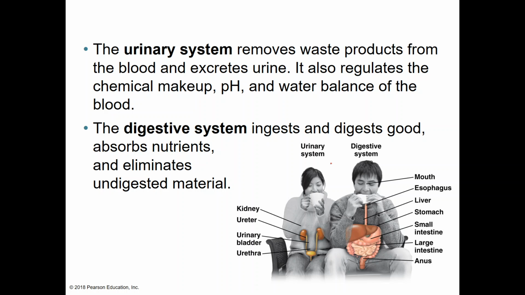Again, the urinary and digestive systems working closely together. The urinary system removes waste products from the blood, excreting it as urine. It also regulates our chemistry, our pH, and our water balance. Whereas the digestive system does a similar function, but as we're ingesting and digesting food, it helps to absorb the nutrients and eliminates undigested material.